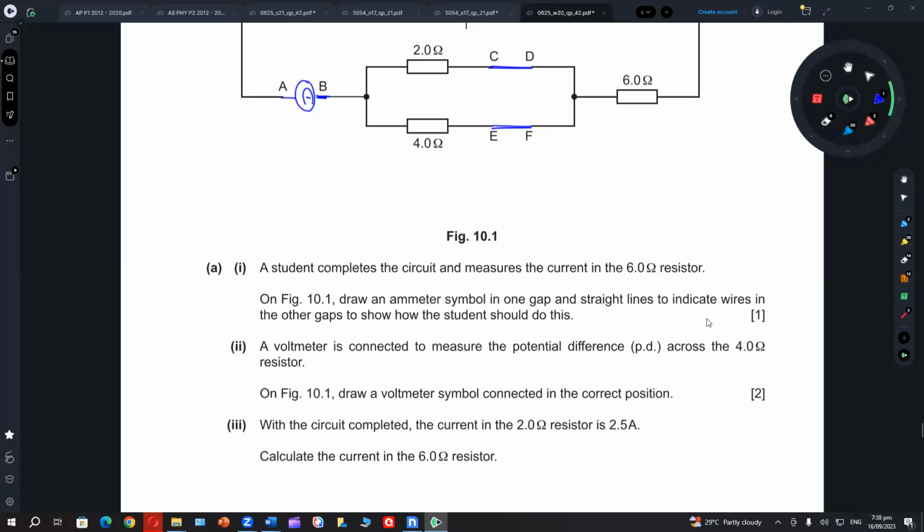The 6 ohm resistor will be receiving the total current of the circuit, and total current is passing through the position AB. A voltmeter is connected to measure the PD across the 4 ohm resistor. Draw a voltmeter symbol to connect it in the correct position. We need a voltmeter across the 4 ohm resistor.